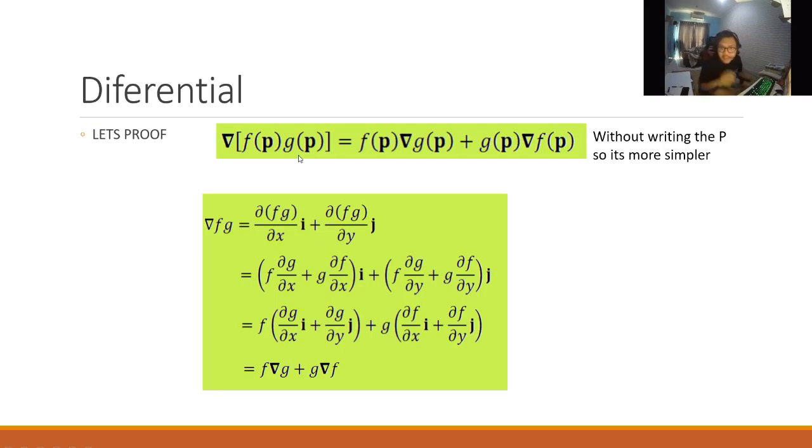Okay, so it's differential. We have this equation. Our point is to make it fast, so how do we write it without p, so it's simpler. So we change it. We have this equation: ∂(fg)/∂x i plus ∂(fg)/∂y j. So through the equations, we have the answer: f∇g plus g∇f.